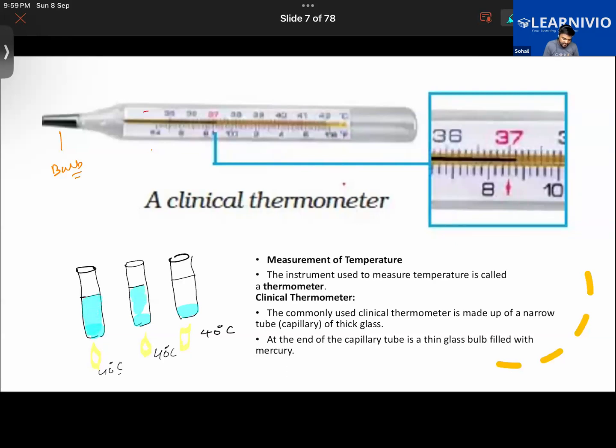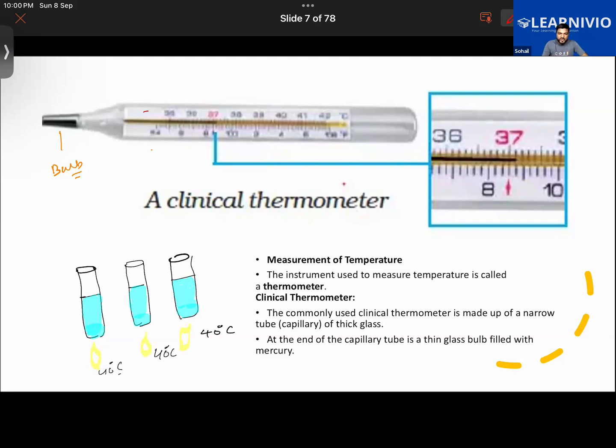Can't we conclude this thing? Can't we observe this thing here? The mercury is rising in a uniform manner in each case. That's why mercury is preferably used in a clinical thermometer, right?